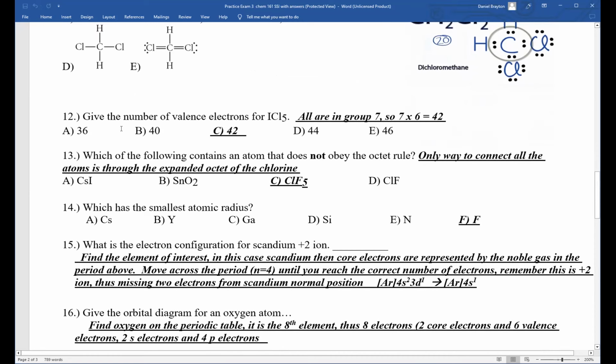12. Give the number of valence electrons for ICl5. So this might seem kind of tricky at first, but it's really just you go to what group, the location of the elements. Iodine's in group 7, so is chlorine. So really it's just 6 elements that are in group 7. Group 7 is a combination of the S and the P electrons. 2 from the S and 5 from the P, so 7. So 7 times 6 is 42.